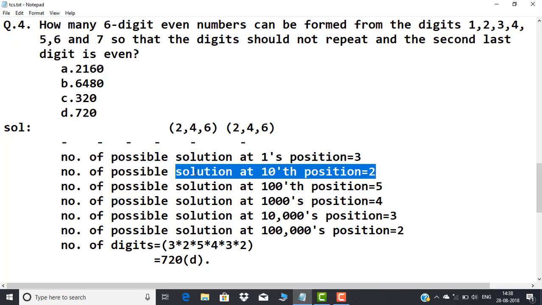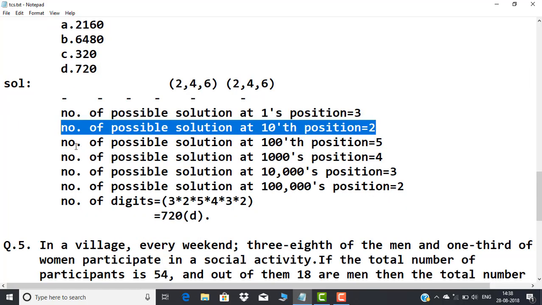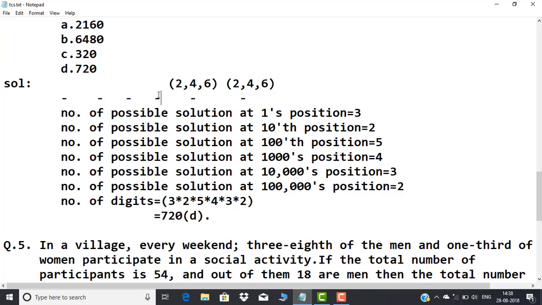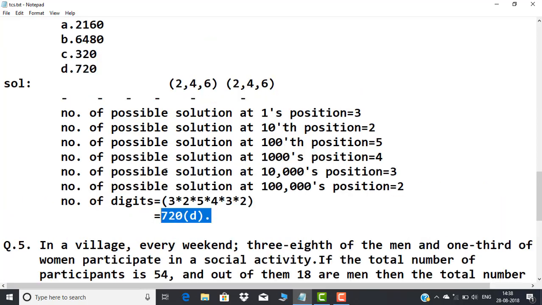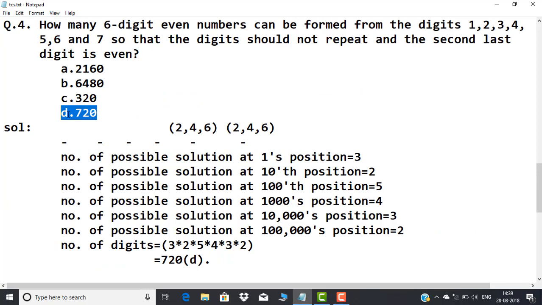Now the number of possible solutions at the 10th position: we are left with two options, so it will be 2. The number of possible solutions at the 100th position is 5, because excluding these two position digits, we are left with 5 digits, since we are given the digits from 1 to 7. The number of possible solutions at the 1000 place will be 4, the 10,000 place will be 3, and the 1 lakh place will be 2. In total, when we multiply these, we get the value 720. So 720 numbers can be formed from this solution. Our correct option will be D, 720.